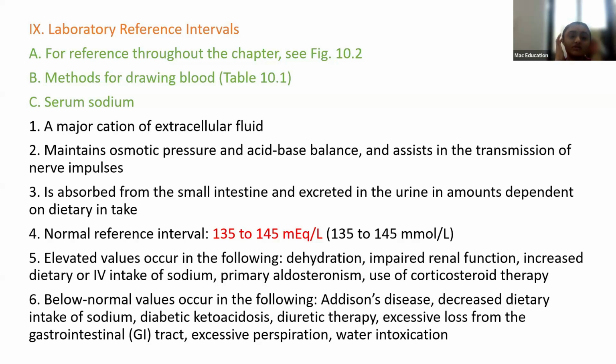Okay, so let's do a quick revision. We have completed sodium. What is the normal value of sodium? 135 to 145 milliequivalent per liter. In which conditions does hypernatremia occur?